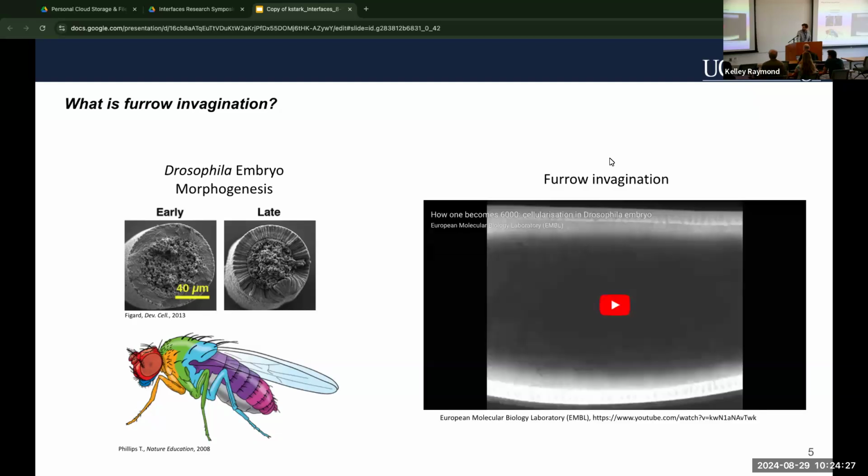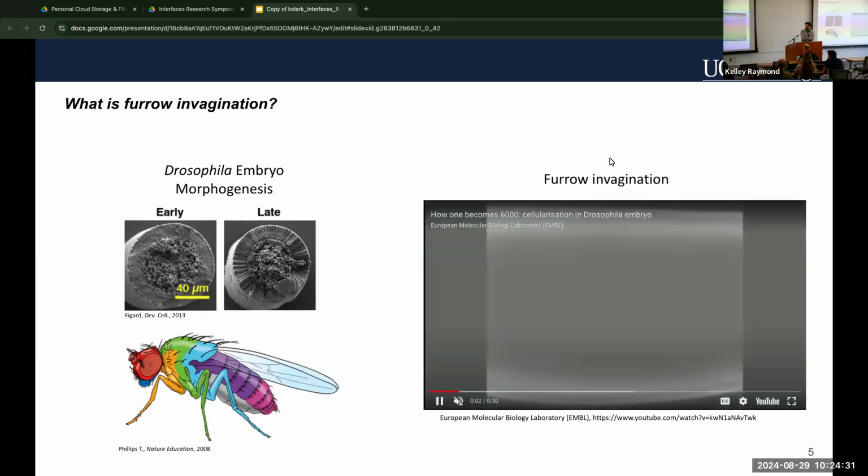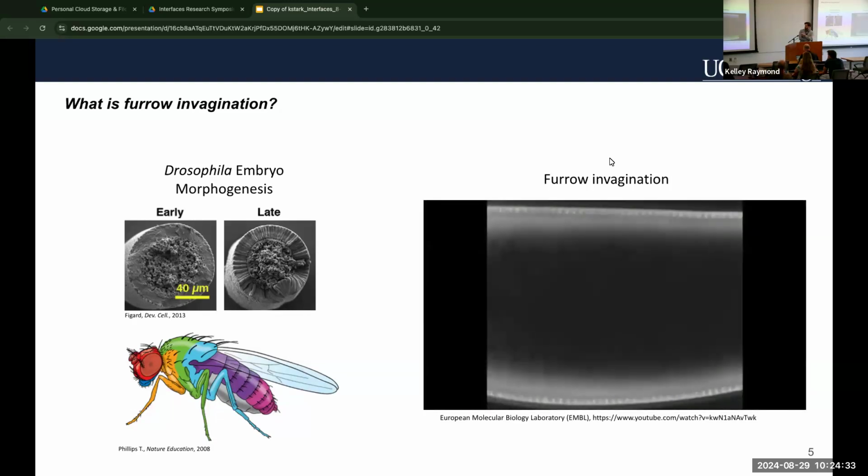What I'm going to show here is a brief video that gives a feel for this. Initially you'll see on the top and bottom these white lines coming in. Those are the furrow invaginations that eventually will become individual cells. They begin somewhat slow, and then they'll pick up pace and start to go a bit faster. That is the behavior we are looking to model here.